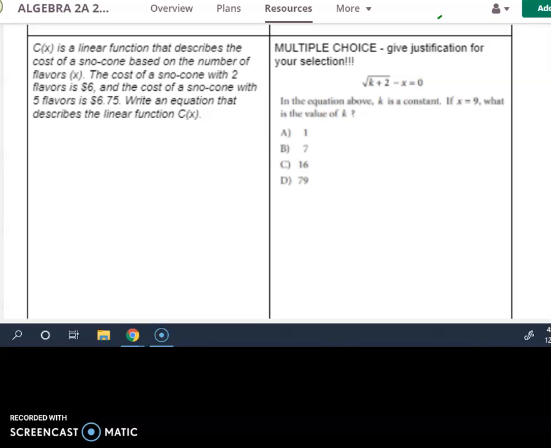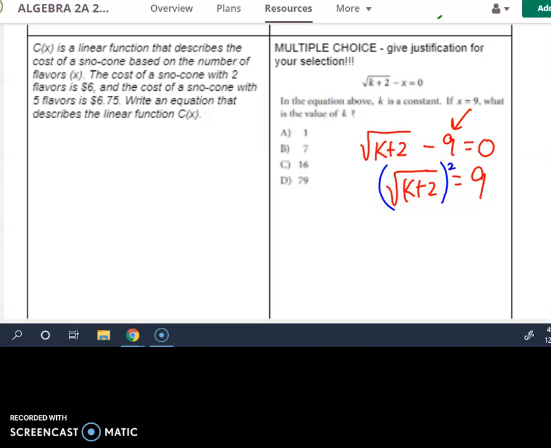x is 9. So I'm going to do the one on the right first. So if the square root of k plus 2 minus 9, substitution, is equal to 0, then the square root of k plus 2 is going to equal 9. So a couple ways you could do this. You could actually just plug in the numbers, because you have 4 choices, and see which one works. Think about what number to take the square root of to get 9.